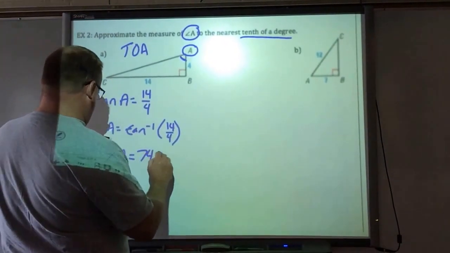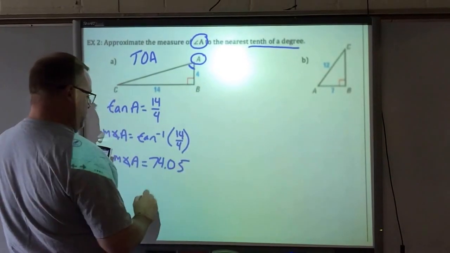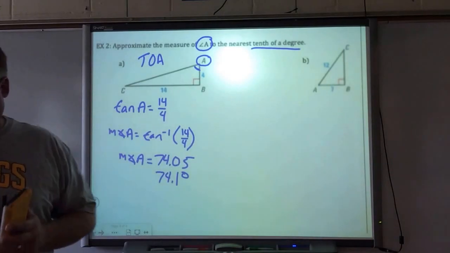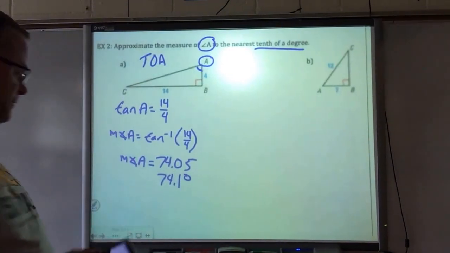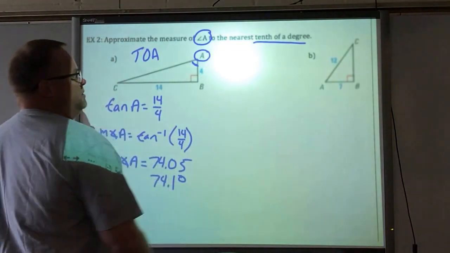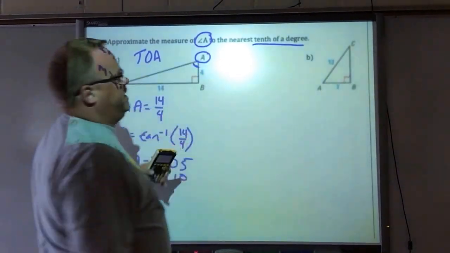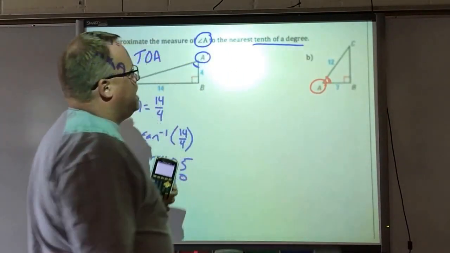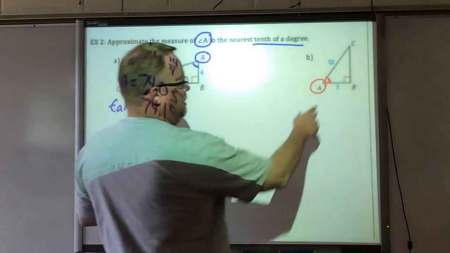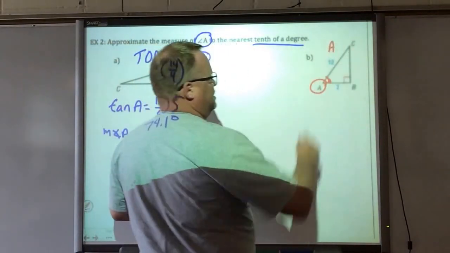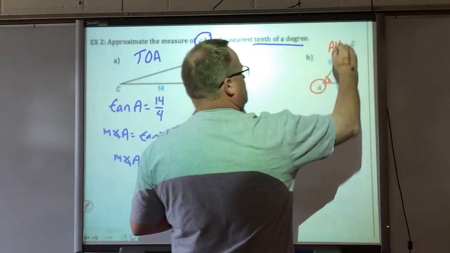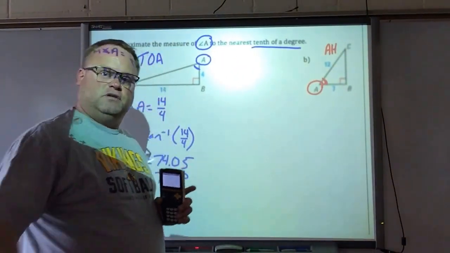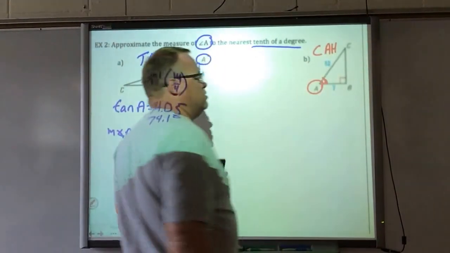74.05. So what is that going to be? 74.1 degrees. All right. Next one. I'm still looking for approximate the measure of angle A, so I'm still looking at this angle right here. Now as I look at this, what do I have? I have an adjacent again, and I have a hypotenuse. Which one has an adjacent and a hypotenuse? That's right, CAH, which is cosine.